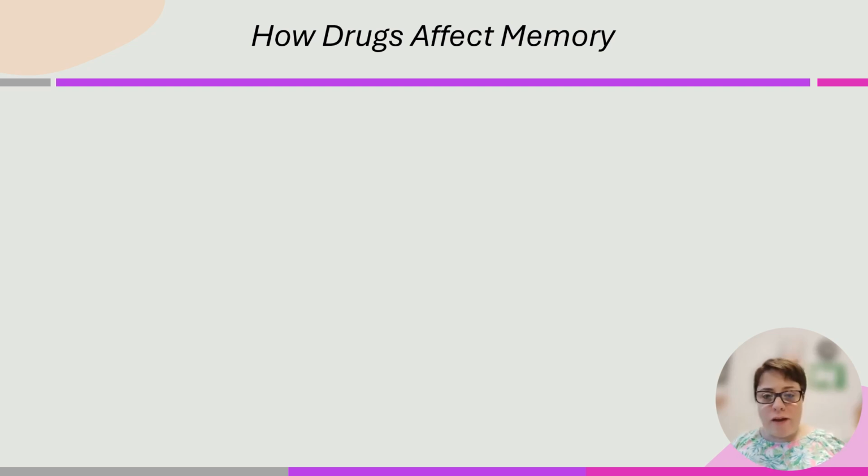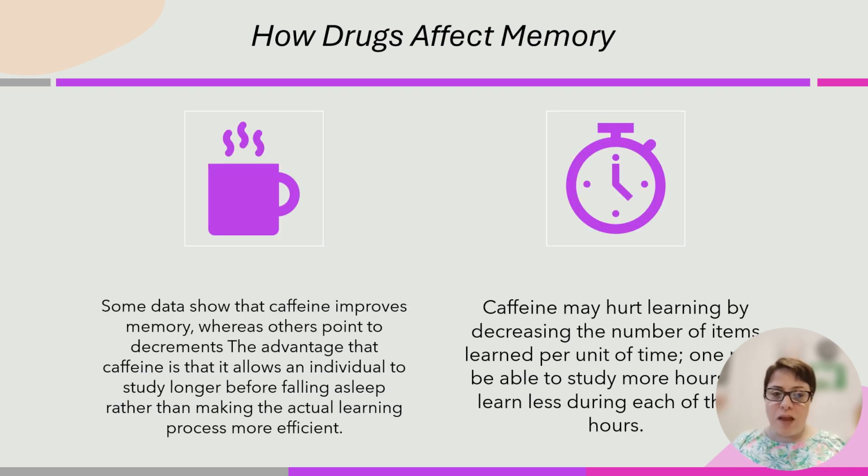So another drug that has been studied extensively with respect to its effect on memory is caffeine, right? Unfortunately, there's no clear delineation at this point. The data is fairly mixed. Some experiments or some articles suggest that caffeine can be helpful for memory, and other data suggest that it's actually not helpful at all.